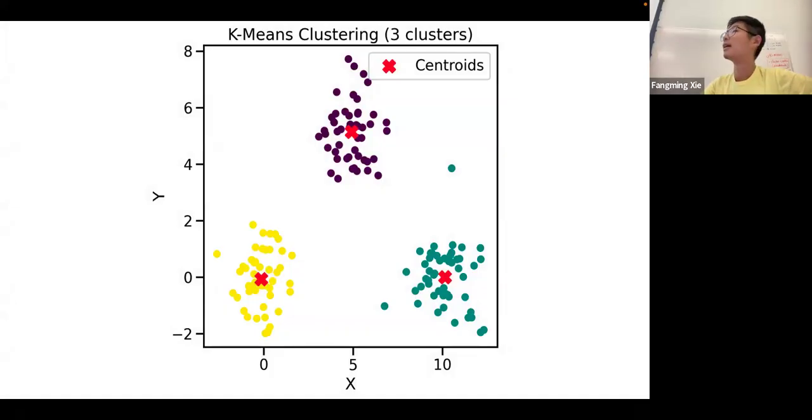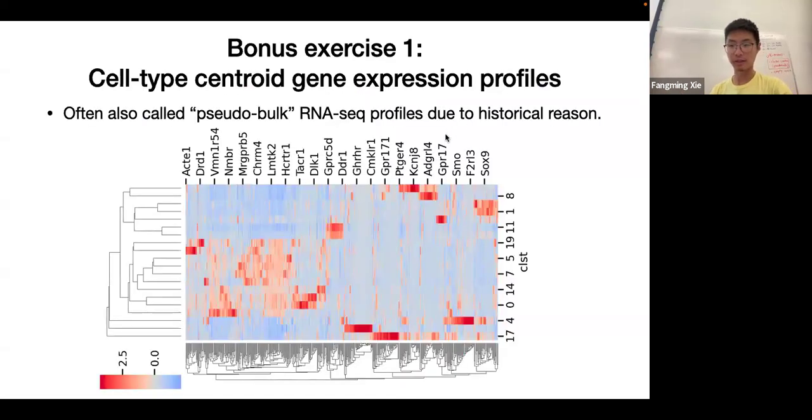Okay, let's do our last stretch for the workshop. We just came up with k-means with k equals 3, and we have 3 centroids. Now we want to know what these 3 centroids are. What are their profiles? What are their gene expressions? Or if you have 20 clusters, what are their centroid profiles?